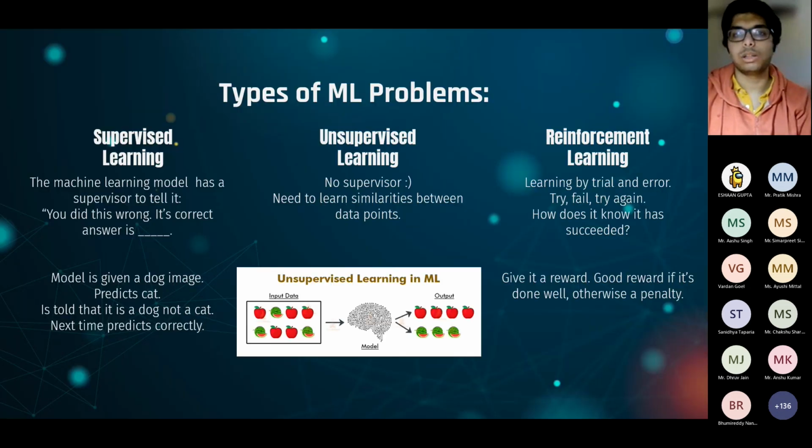I'll give a brief intro to the types of ML problems. There are three types of problems. The first is supervised learning. In supervised learning, you have a supervisor, a teacher, to tell you what is wrong and what is correct.